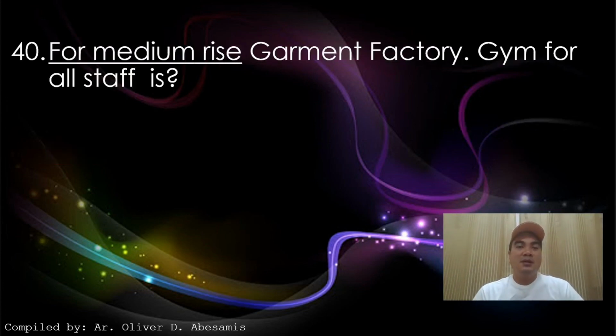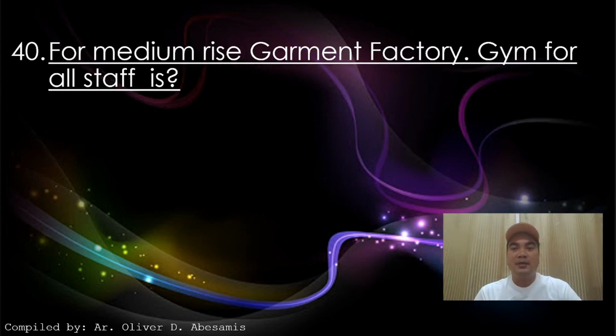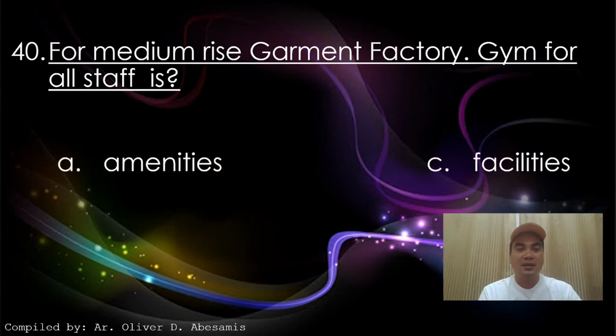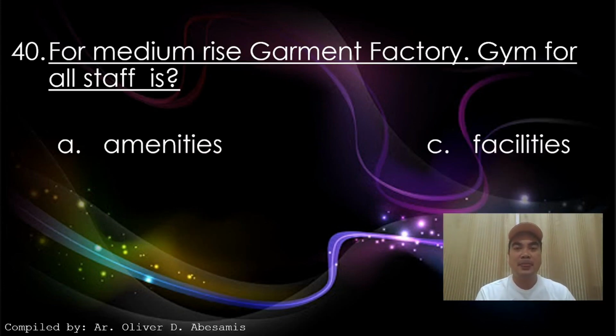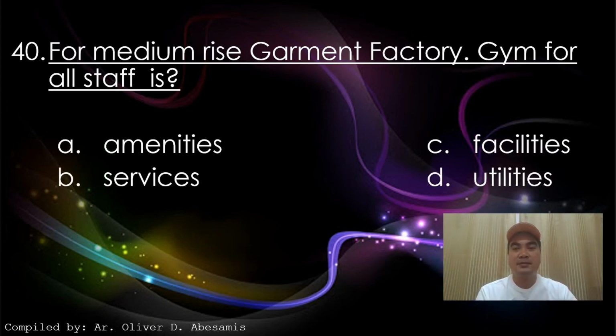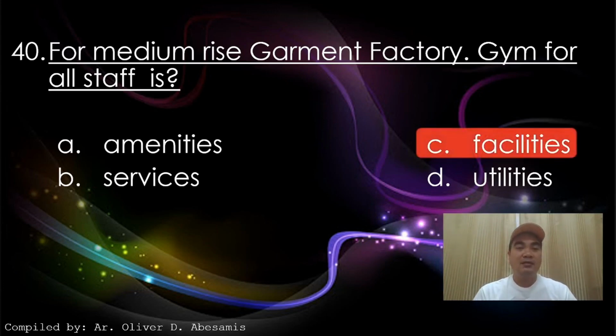40. For medium-rise garment factory, gym for all staff is, again, for medium-rise garment factory, gym for all staff is A. Amenities, B. Services, C. Facilities, D. Utilities. Answer? C, Facilities. Again, for medium-rise garment factory, gym for all staff is facilities.